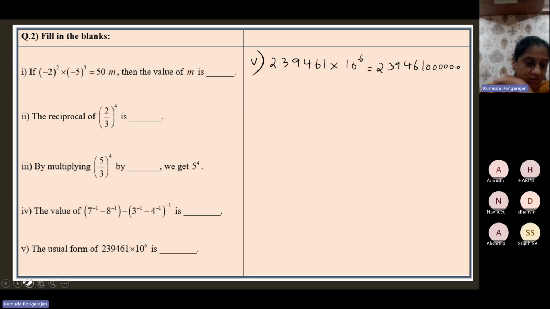Actually, I think there's a mistake with the question because there should be a decimal point here. There should be a decimal point here. It's okay, we'll just answer this. No, we'll just change the question. We'll take it with the decimal point here, children. Yeah, now answer the question.